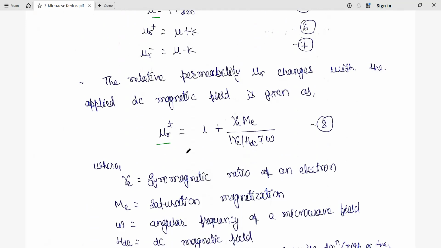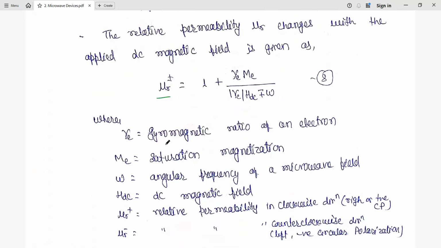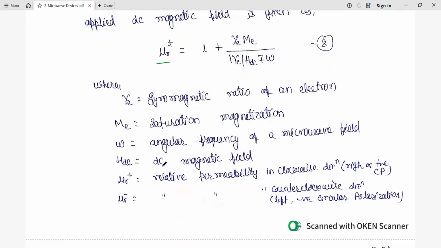So this mu r plus minus is the expression of equation number 8, where gamma is the gyromagnetic ratio of an electron, M is the saturation magnetization, omega is the angular frequency, and H is the DC magnetic field. mu r plus is the relative permeability in the clockwise direction, or right, and mu r minus is the relative permeability in the counterclockwise direction, that can be either left or negative circular polarization.